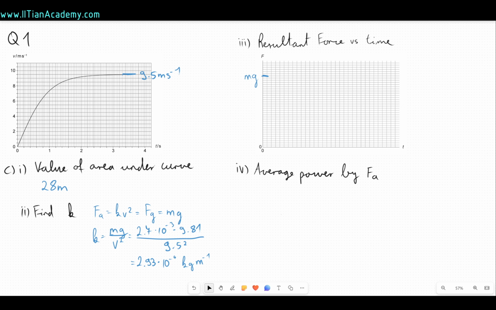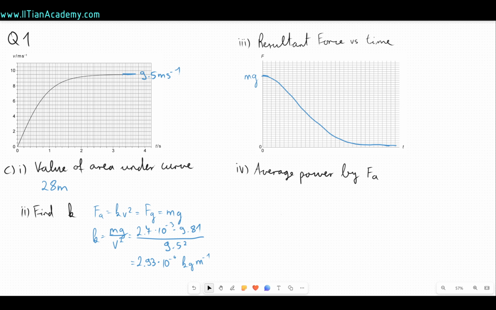And we know that at the end of our motion, this resultant force has to approach 0, because at the terminal speed the net force will approach 0 as we have no acceleration. So we could draw some graph like this. The general shape is not so important in this question, as according to the mark scheme, it's only important that at the start we start from mg, and at the end we approach 0 asymptotically.